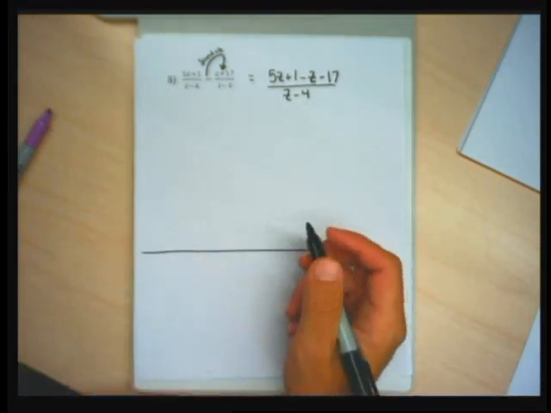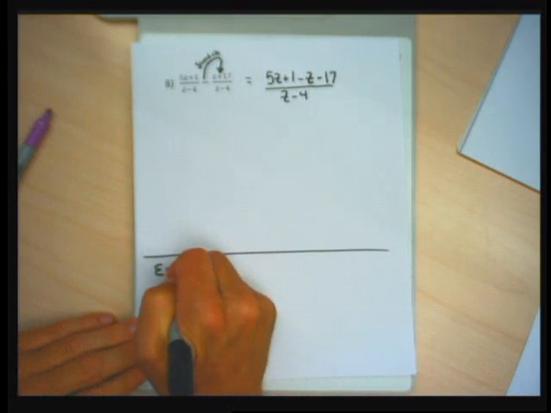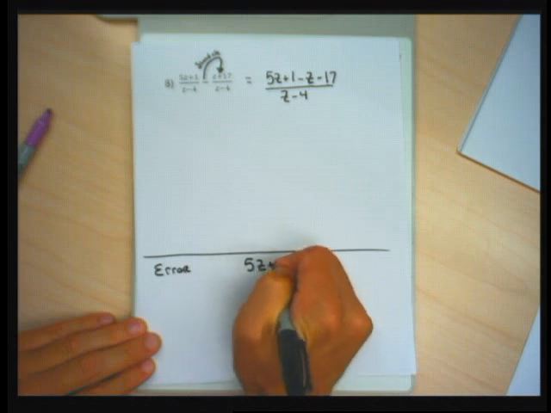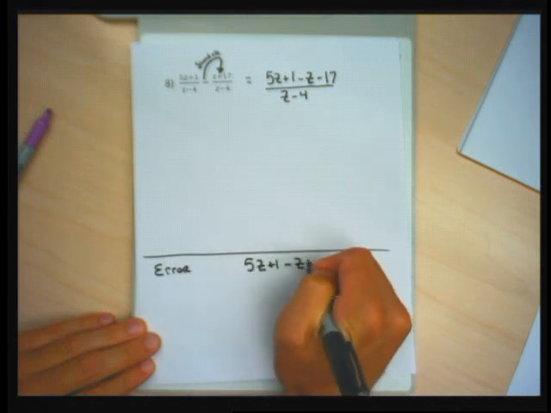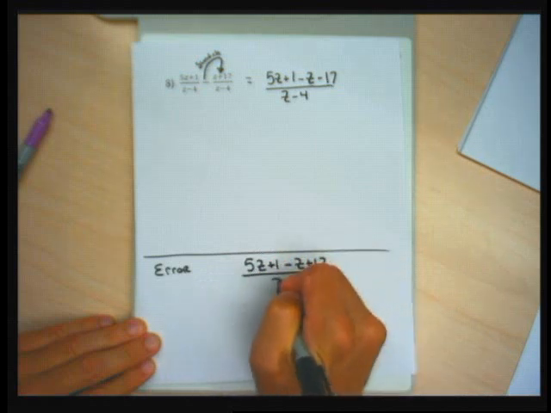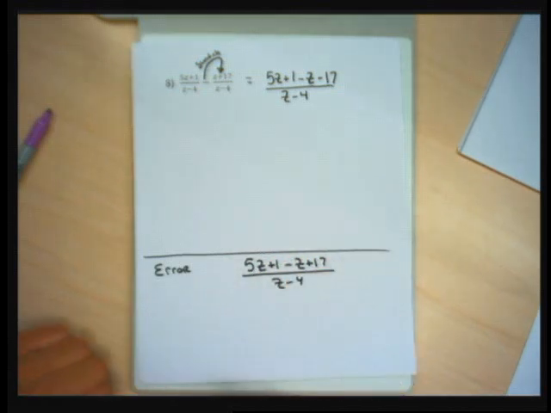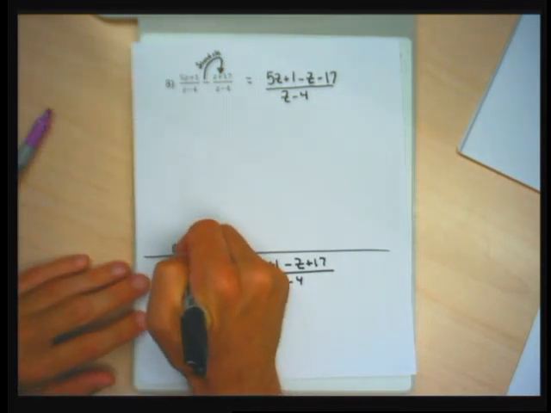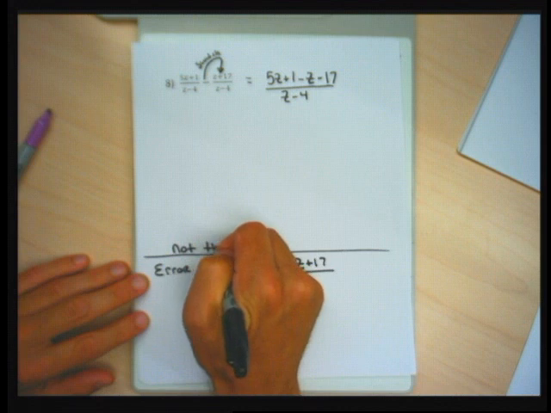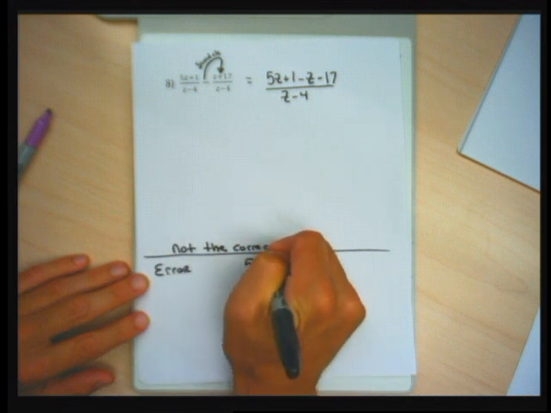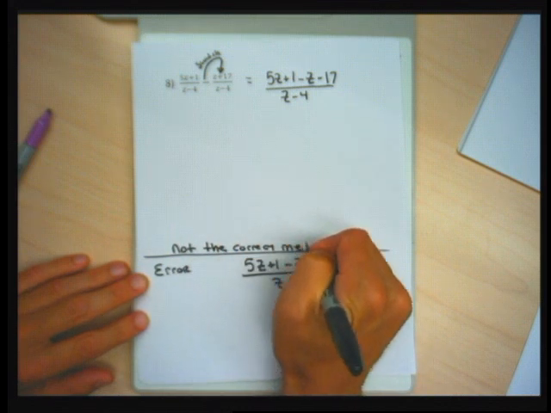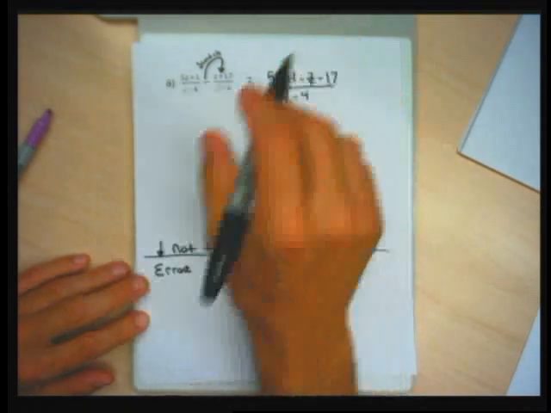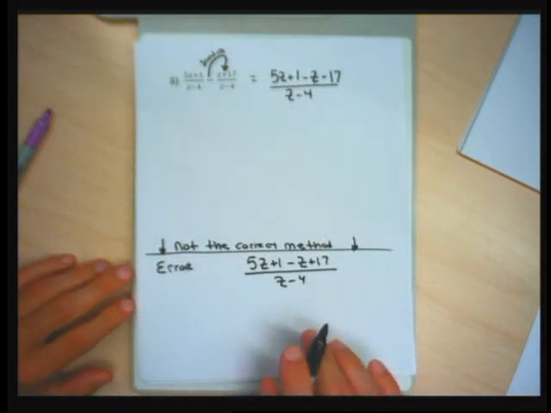I'll pretend this is an error. If my first step would have said this, 5z plus 1 minus z plus 17, if you did that, and that's a super common error, your answer is not going to check. So this is not the correct way to solve. So I'll solve it the correct way, and I'll show you what happens if you solve it the wrong way.